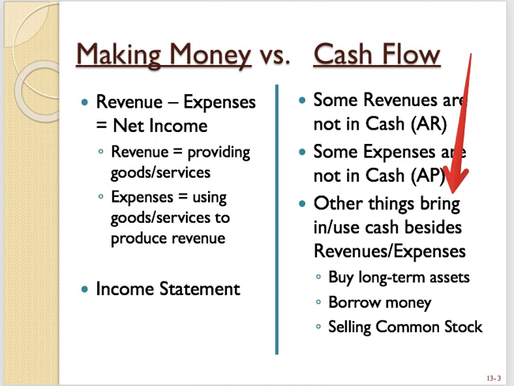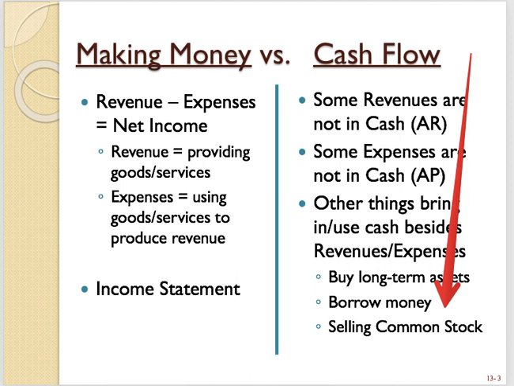For example, when you buy long-term assets, that's like your equipment, your building, your machines, your vehicles. When we buy those things, we don't see them on our income statement at all. But it is a cash flow item, right? You require cash to buy those things. Another example is borrowing money.